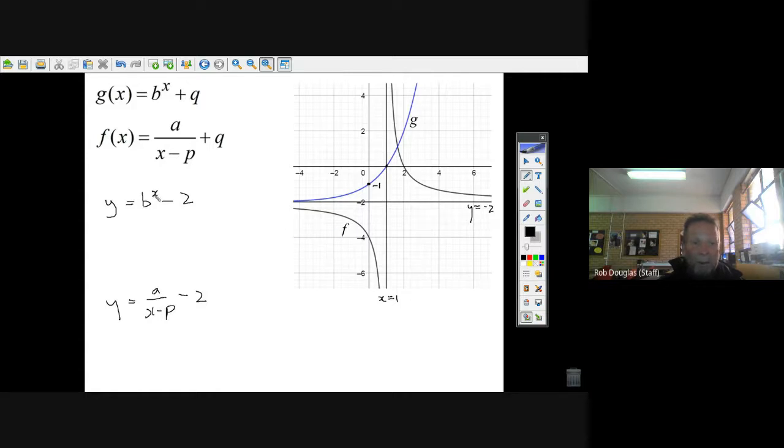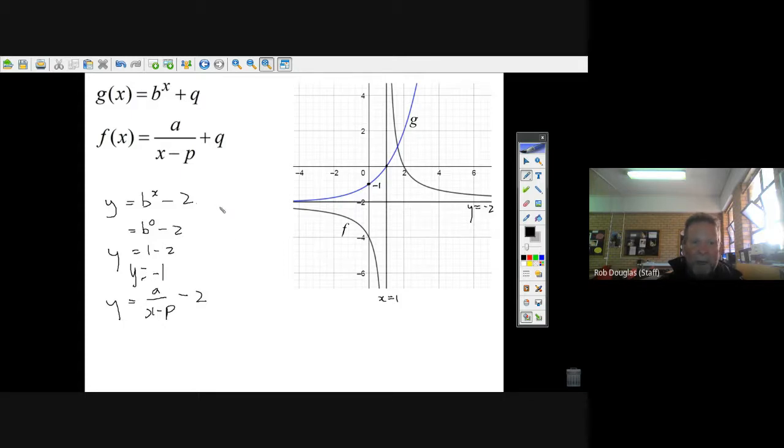Now, all I have to do to find a y-intercept is let x equal 0. If I do that, b to the 0 is 1, and 1 minus 2 means y equals -1. Well, that kind of makes sense. So we know that would be the y-intercept, -1. We could figure it out that way. So I know the y-intercept of the exponential equation is y equals -1.